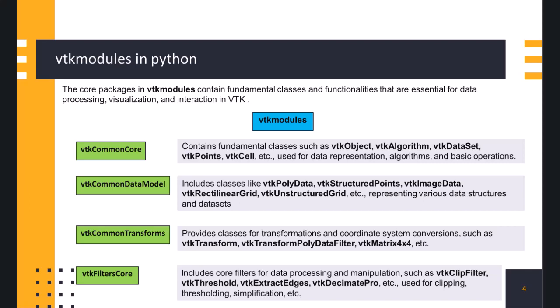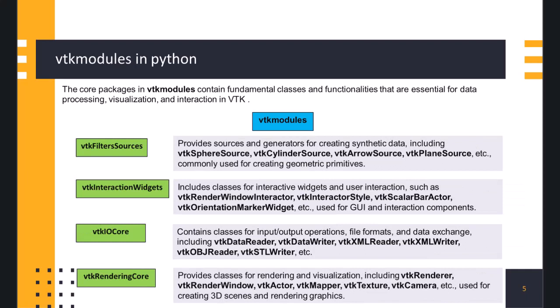VTK also provides a set of interactive widgets that can be used for user interaction with visualizations. These widgets include handles, sliders, buttons, trackballs, and other GUI elements that allow users to manipulate objects, change parameters, and interact with the rendered scene. It allows us to create interactive and user-friendly interfaces for visualizations, simulations, and other applications built using VTK.